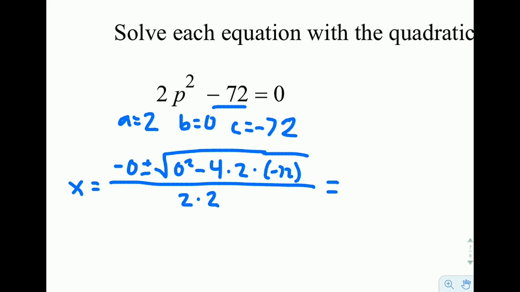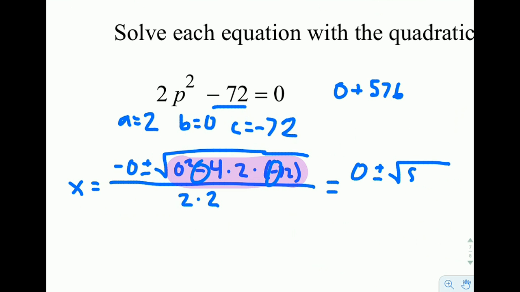Cleaning this up, I know a negative 0 is just the same as saying 0. And then plus or minus my square root of, I have inside 0 squared, which is 0, minus 4 times a times c. So negative 4 times 2 times negative 72. I'm going to do that one in my calculator. Negative 4 times 2 times negative 72, and I get 576. And that's actually going to be plus because I had a negative here and a negative here, so it's going to be positive. So 576, all of that over 2 times 2, which is 4.